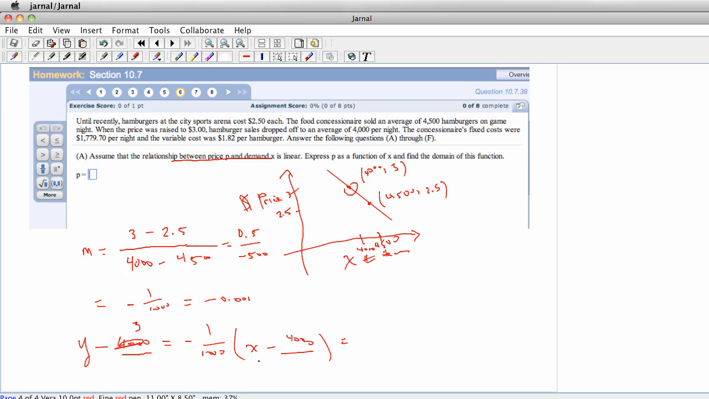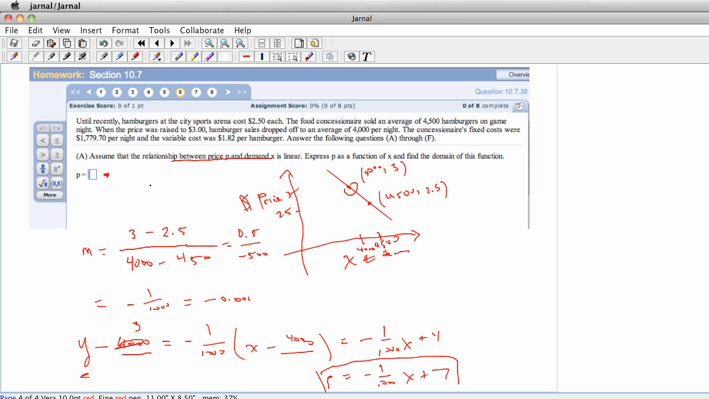So over here on the right-hand side, I have negative 1/1000th x, and minus 1/1000th times minus 4,000 is plus 4. So now if I add the 3 to both sides, I'll have y equals negative 1/1000th x plus 7, and on the left-hand side I'll just have y. Now notice here that the y coordinate is actually price, so really I should write p here instead of y. But this is my price demand equation. And so that would be the answer that goes right there.